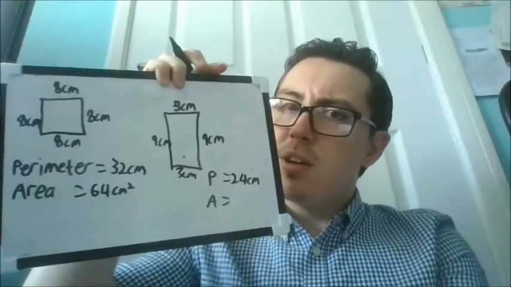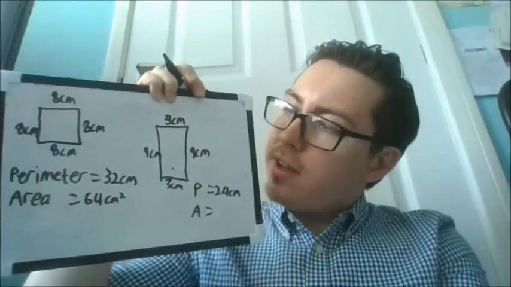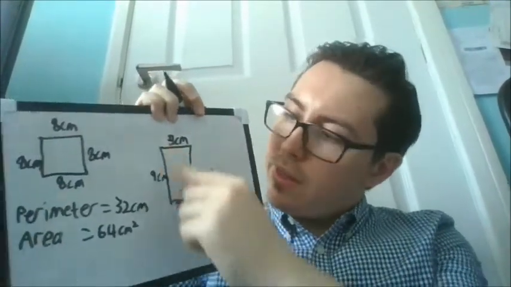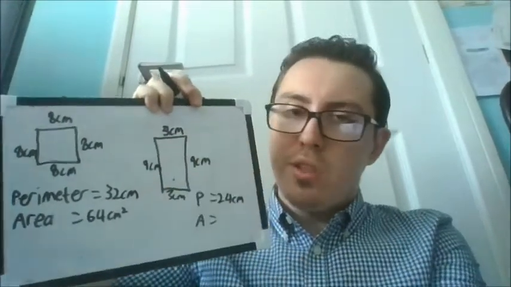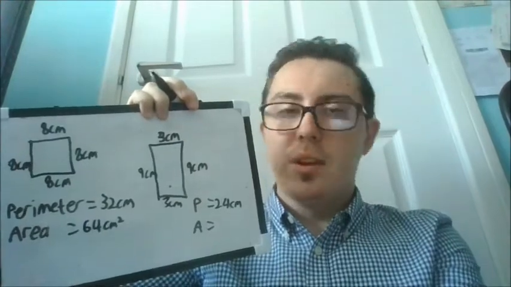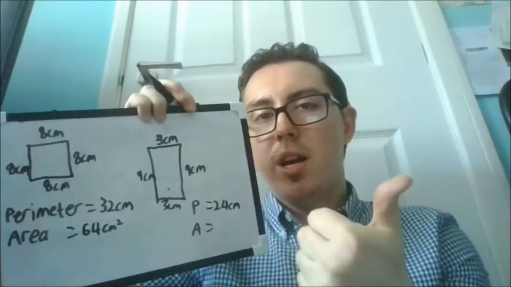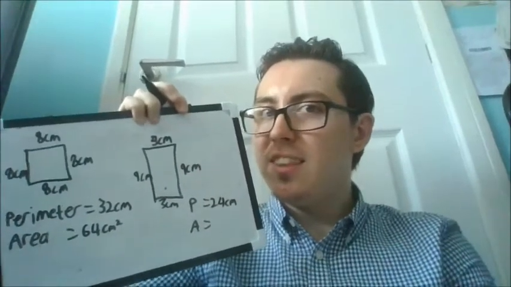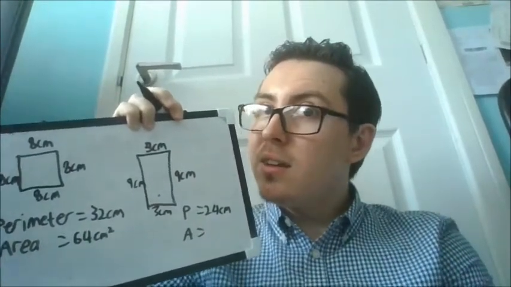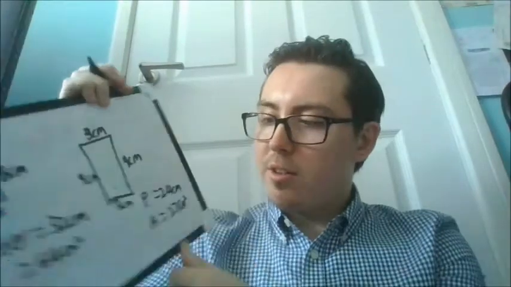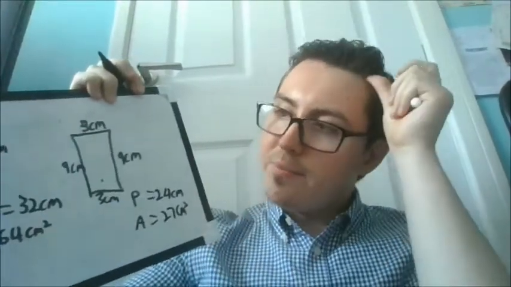And what's the area going to be? The area is the inside of the shape. Length times width. Length is 9, width is 3, so we have to do 9 times 3: 9, 18, 27. The answer is 27 centimeters. Hopefully you said squared, because that'll be the answer: 27 centimeters squared, because with area we always have squared.